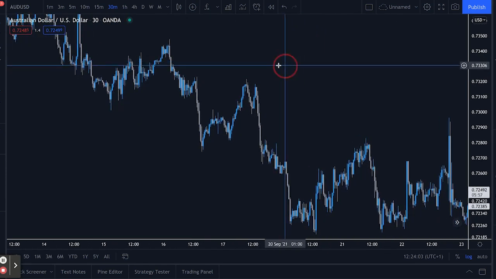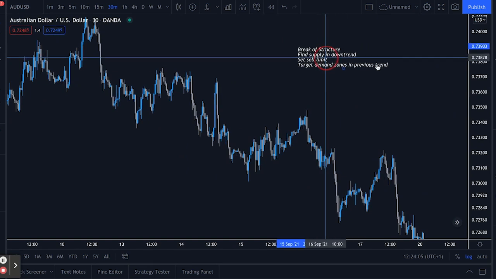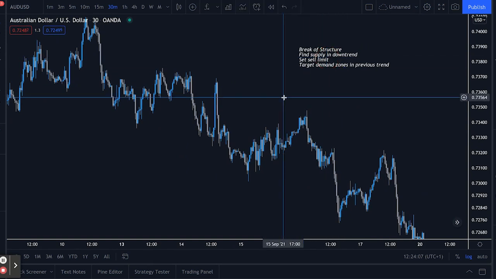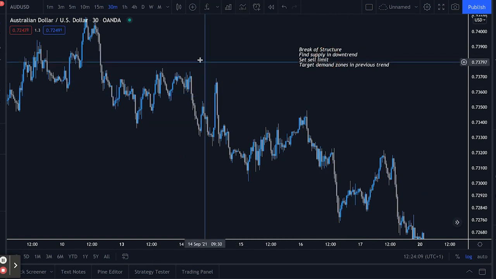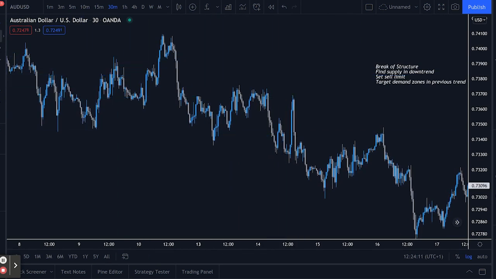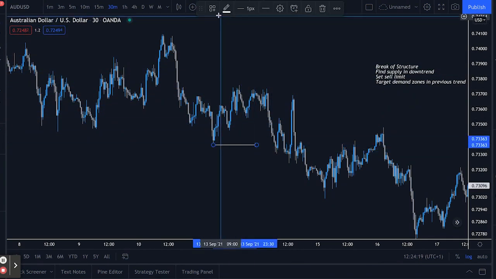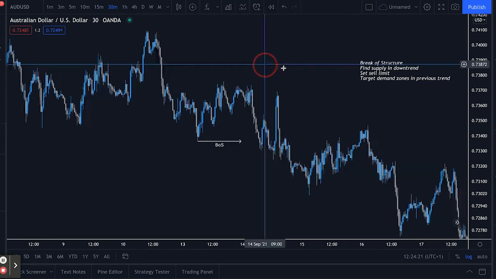Now, what we could then do is look for these rules to have been met and actually find the best case scenarios for this trade, okay? So if we scale back to here, let's have a look at this initial setup. Well, first of all, we can see at this point a break of structure, and we can see we're clearly in a downtrend. So this is our break of structure. So we can mark that out.